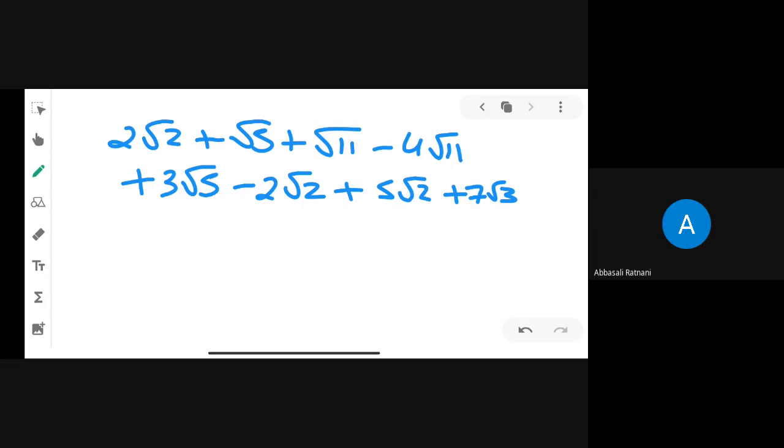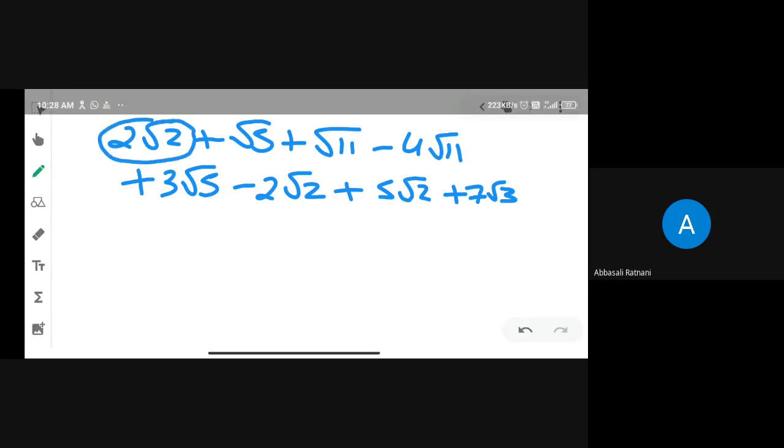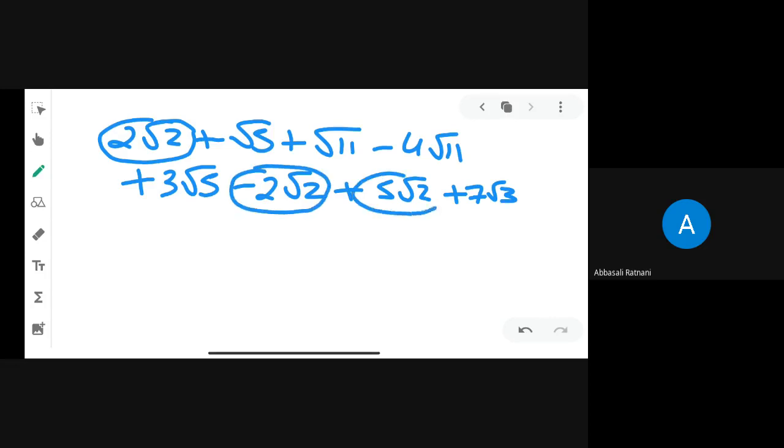So here we have to check which terms are like terms. And if we get like terms, then we can add or subtract easily. Okay. So the first term is 2 root 2. So we are checking for another term having root 2. So this minus 2 root 2, and also we have 5 root 2. These three terms are like terms. So we can add or subtract these three terms. You can see here 2 root 2 minus 2 root 2 is 0. Yes or no? So only 5 root 2 is left.